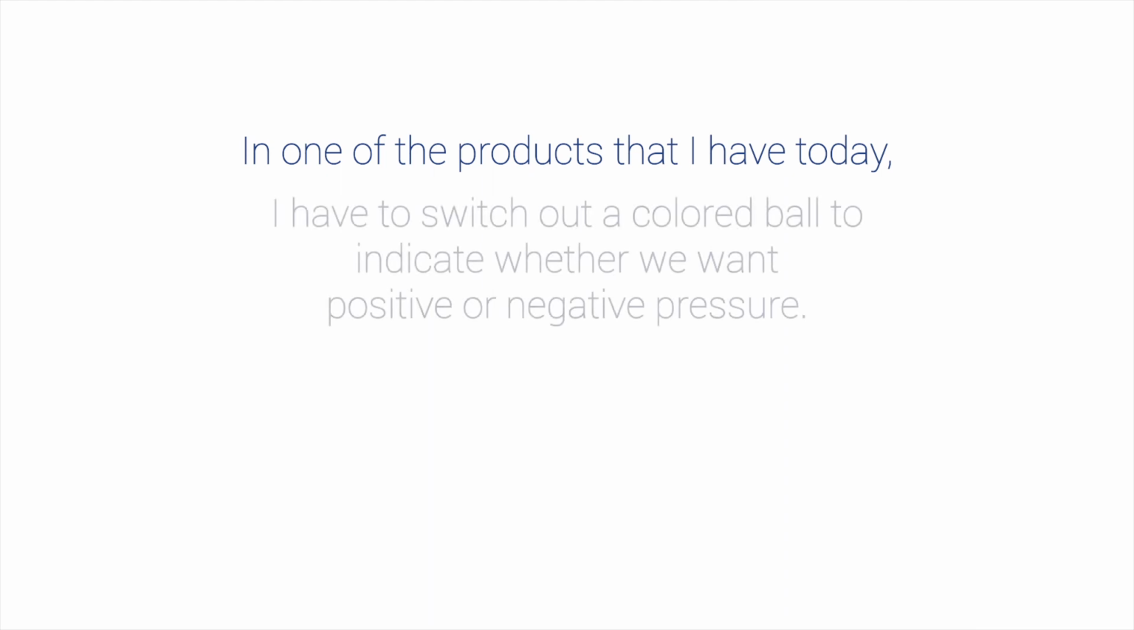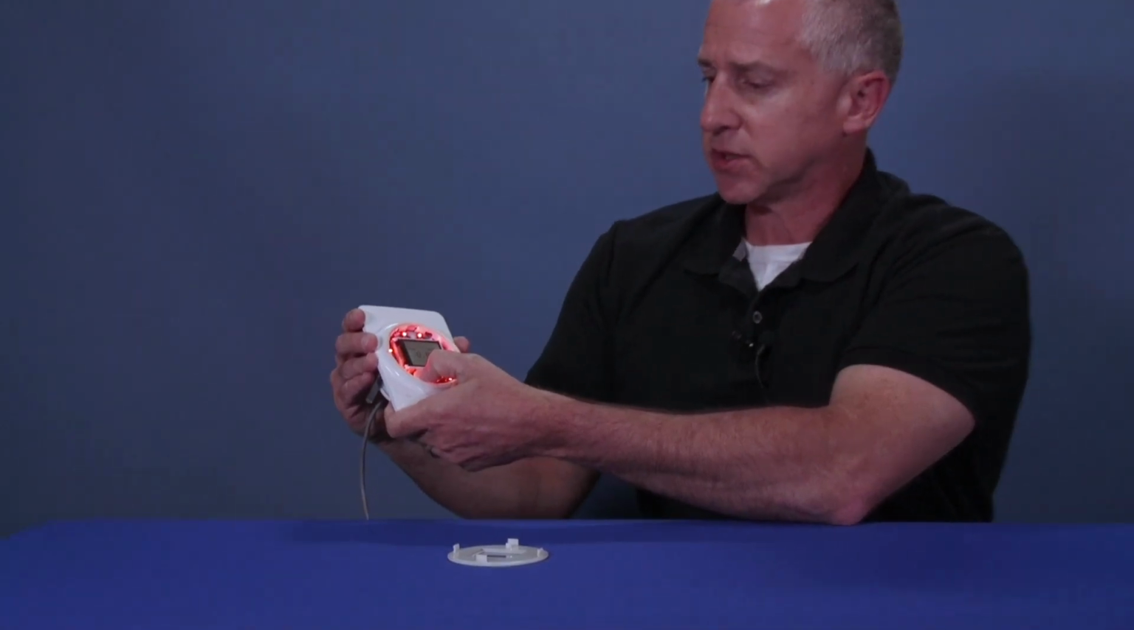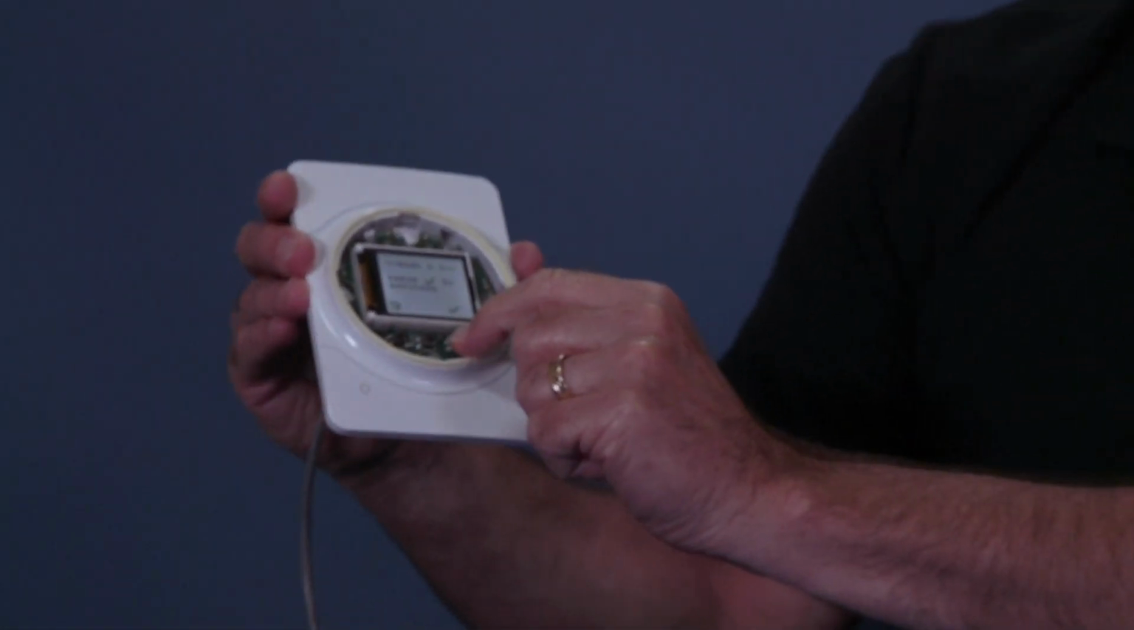So Jeff, in one of the products that I have today, I have to switch out a colored ball to indicate whether we want positive or negative pressure. Is there a quick setting on the Setra Lite to indicate whether the room is negative or positive pressure? So Setra Lite as a product allows you to have a negative or a positive pressure room.